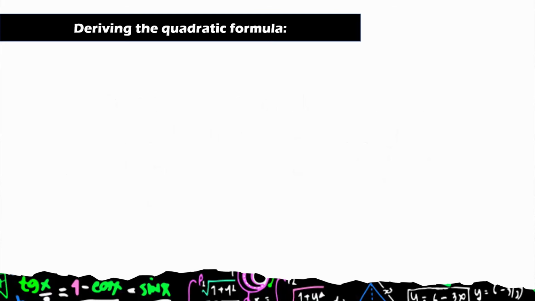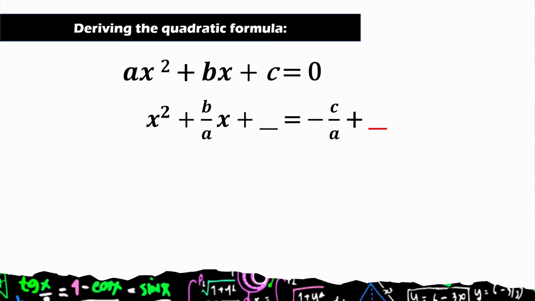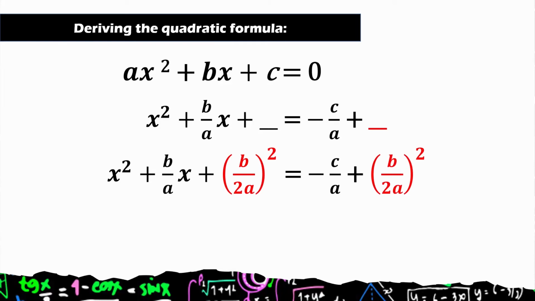Let us first express the equation in the correct form. We have x squared plus b over a x equals c over a. That is by dividing all terms of the equation by a. Using the equation ax squared plus bx plus c equals 0, expressing it in the correct form, that is x squared plus b over a x equals negative c over a. And let us identify the expression to be added to both sides of the equation to complete the perfect square trinomial.